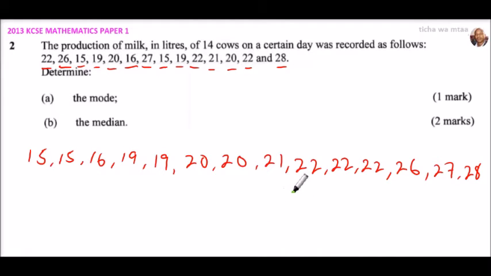So we say the mode, you can see 22 occurs 3 times. So the mode is a value that occurs more times. So the mode is 22, and you get yourself 1 mark.